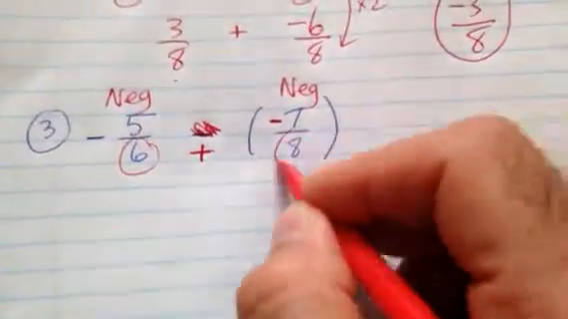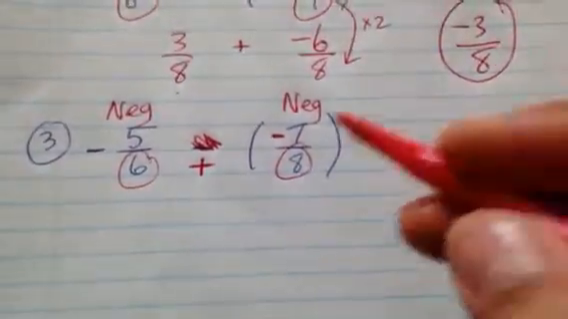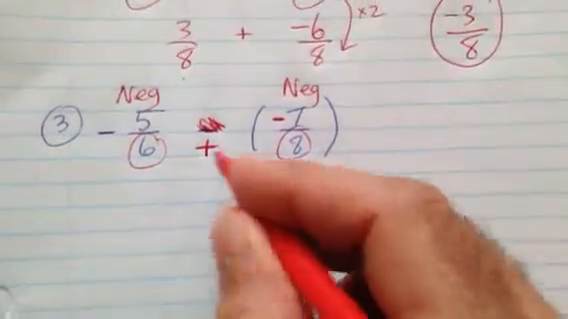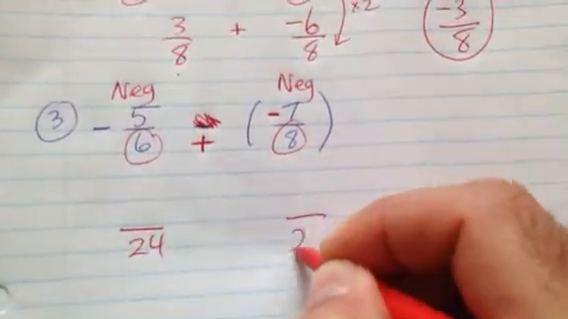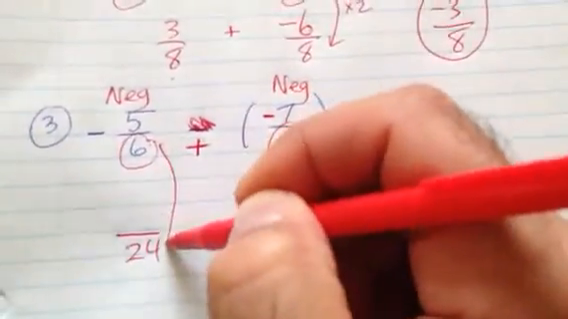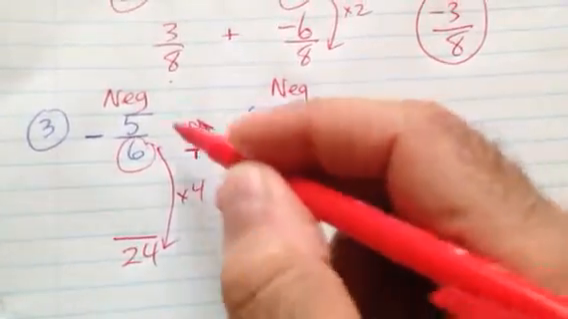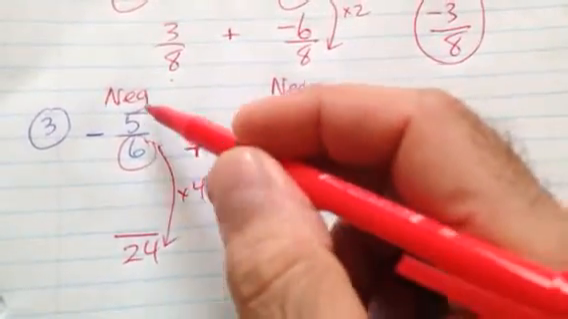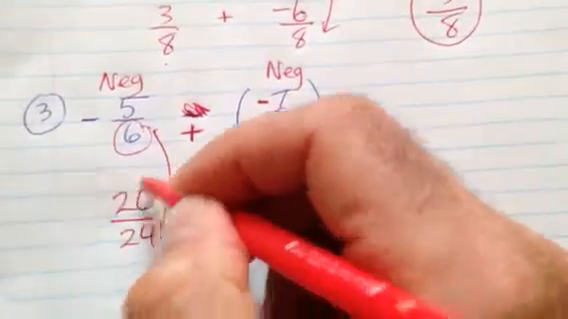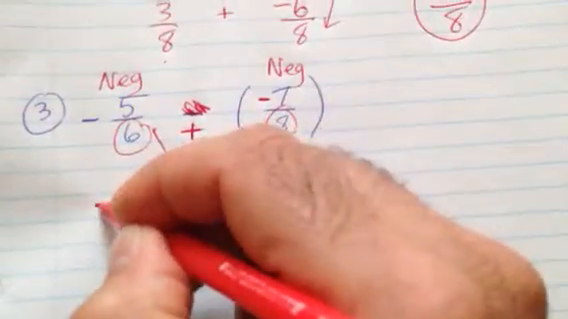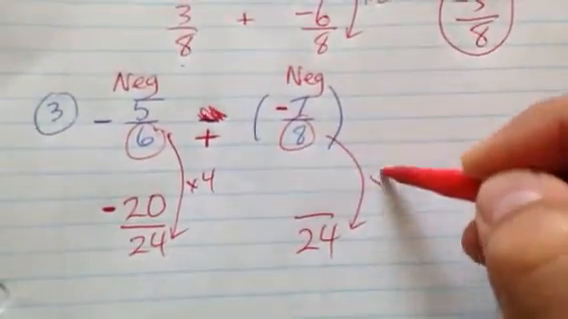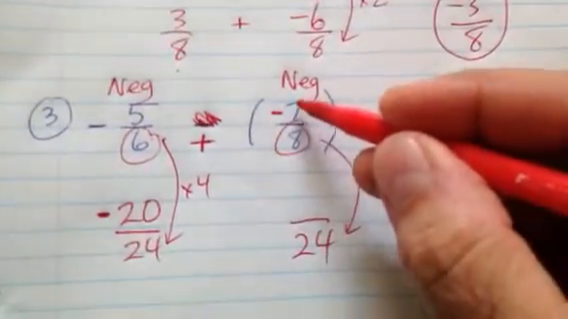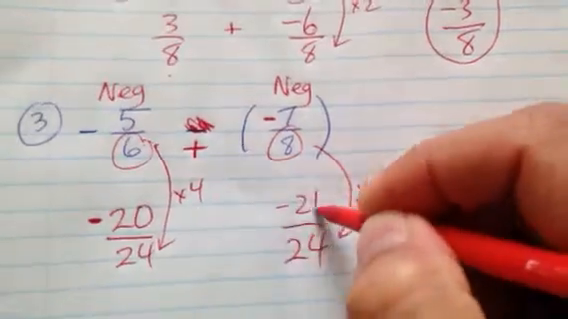So we have a 6 and an 8. Two bottom numbers that are different, so we find the common denominator. They both go into 24. So we make them both 24, and we ask how many 6's go into 24. That's 4, so 6 times 4 is 24, so 5 times 4 is 20, and that's a negative 20. I like to put that negative right with the numerator. 8, how many 8s go into 24? It's 3, so it's 8 times 3. So negative 7 times 3 is negative 21.